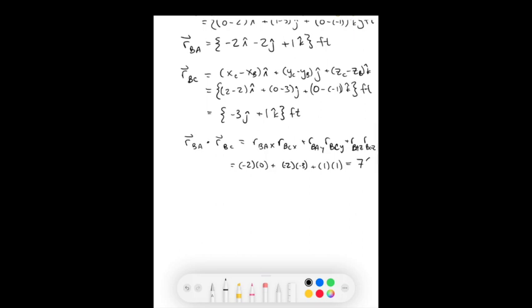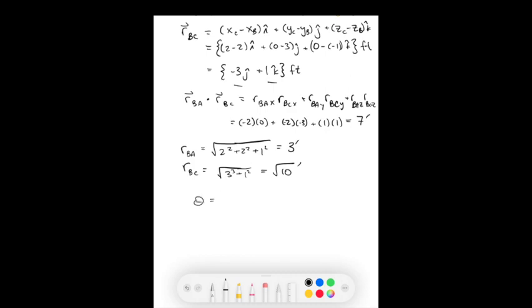And we also need to find the magnitudes of these. So the magnitude of BA is just equal to the square root of 2 squared, 2 squared, and 1 squared, right? 2, 2, and 1. And we see that that's equal to 3 feet, and the magnitude of the BC is equal to square root of 3 squared plus 1 squared, or the square root of 10.